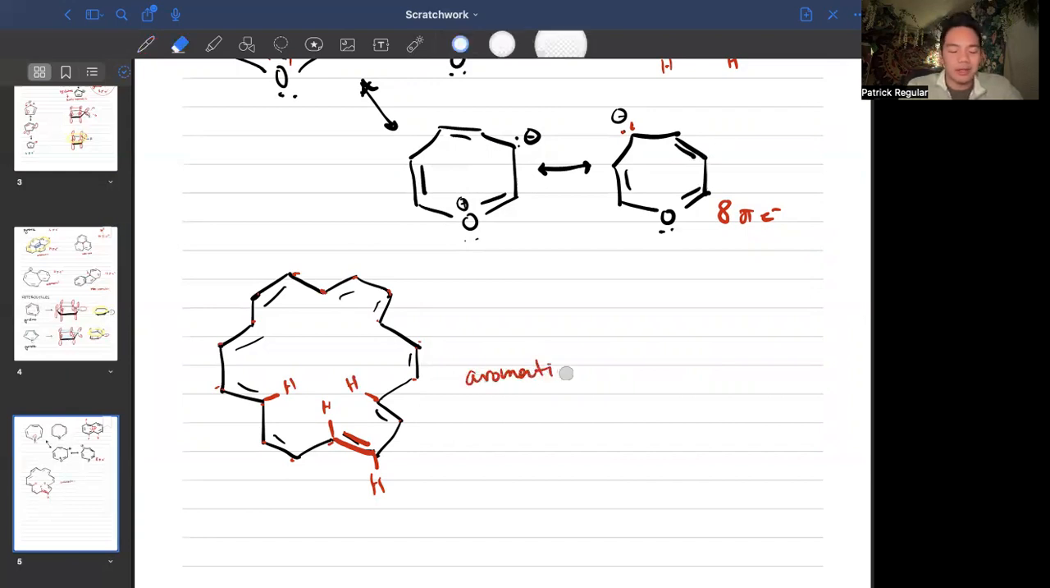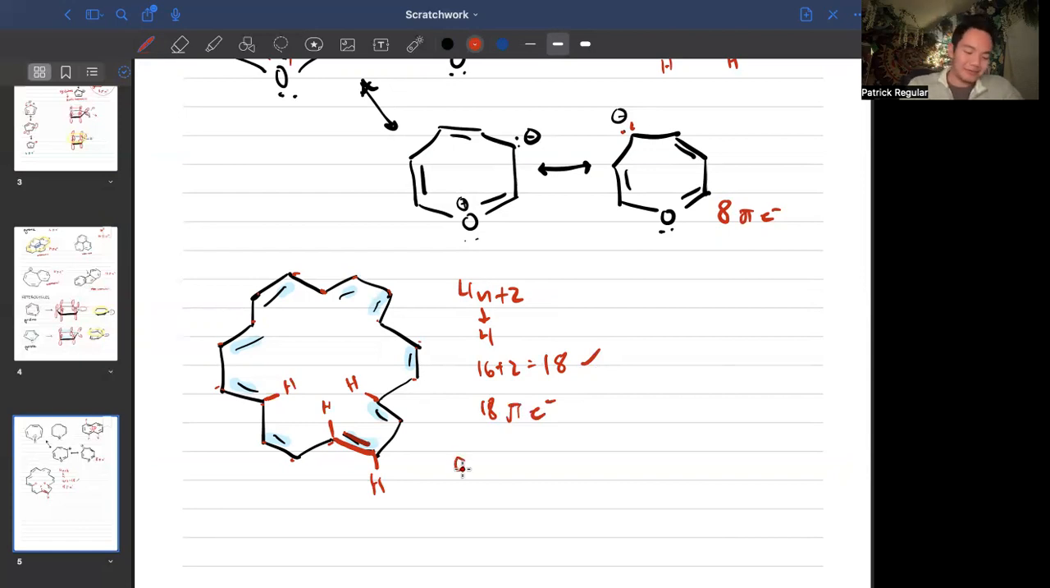Oh, wait, before we do that, I'm getting ahead of myself. Is this cyclic? Yes. All of these compounds are sp2 hybridized and planar? Yes. Let's look at the pi electrons. We have 2, 4, 6, 8, 10, 12, 14, 16, 18. 18 is one of the Huckel numbers because of 4n plus 2. Let's say n was 4: 16 plus 2 equals 18. 18 pi electrons, that is a Huckel number. So it's aromatic.